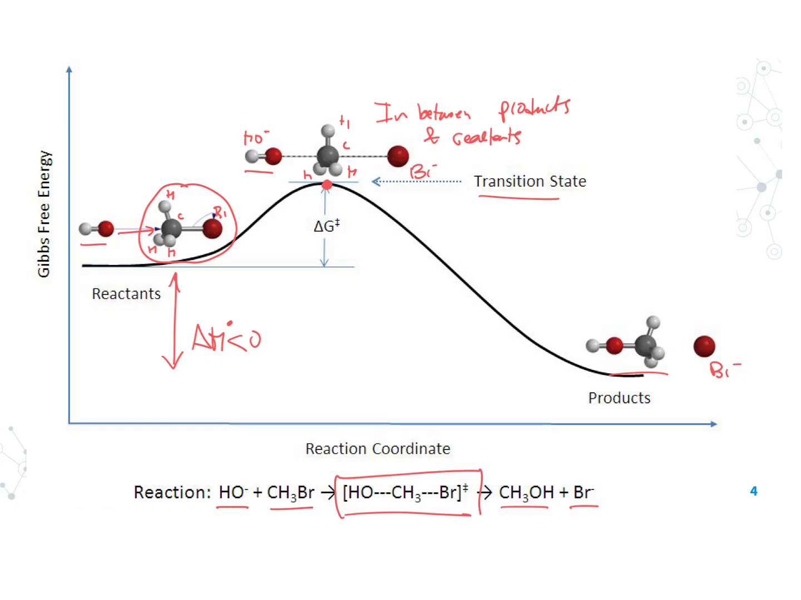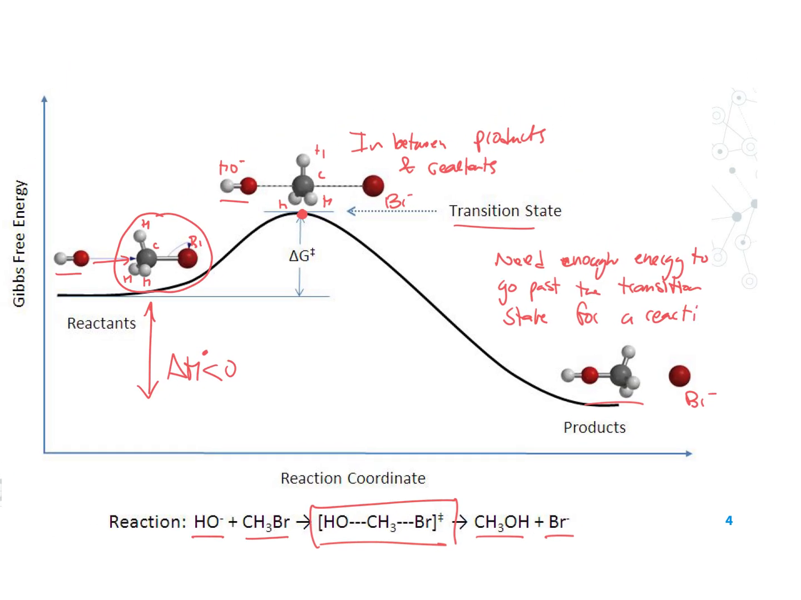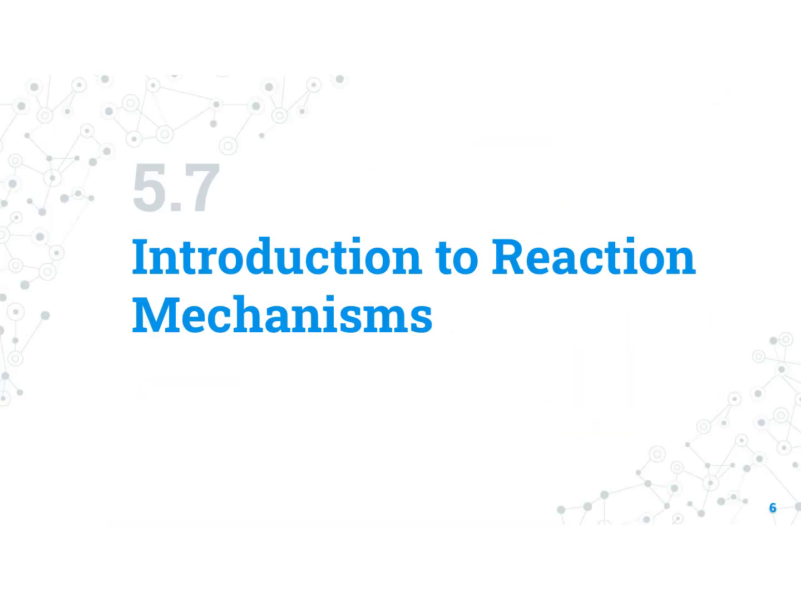And of course, you need enough energy to go past the transition state for a reaction to be successful. If you don't have enough energy, that reaction is not successful. Now that's a bit about it for 5.6. There's not much to it, and so we'll transition to 5.7, which is Introduction to Reaction Mechanisms.